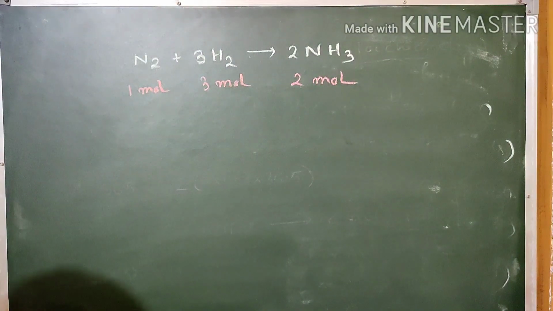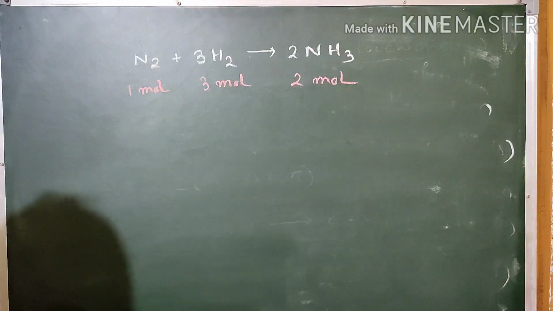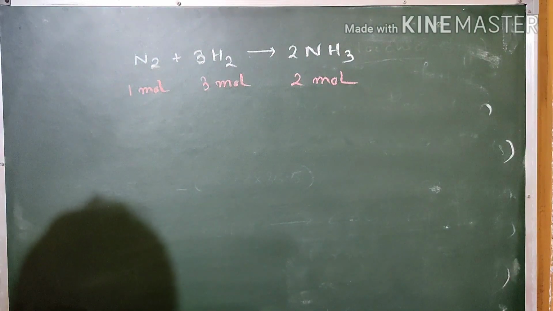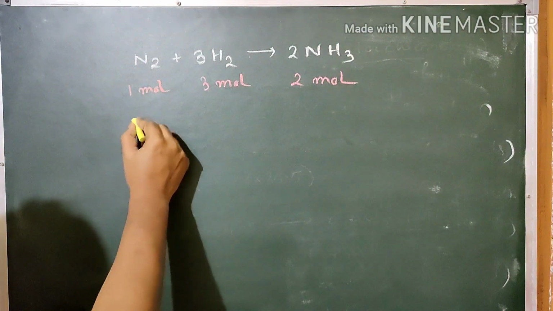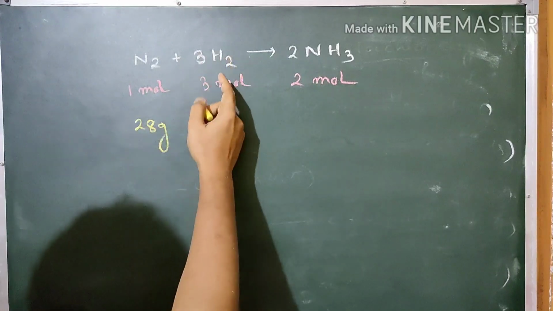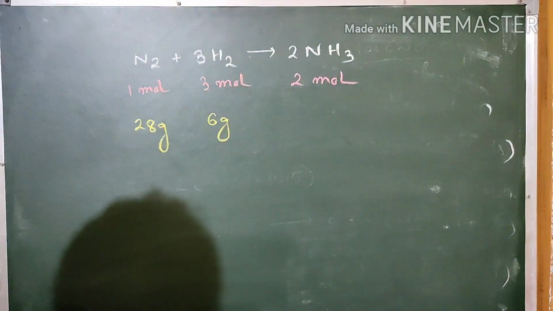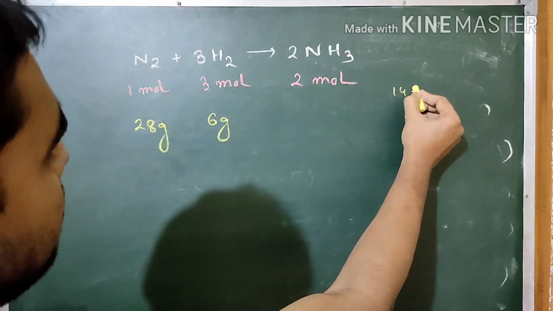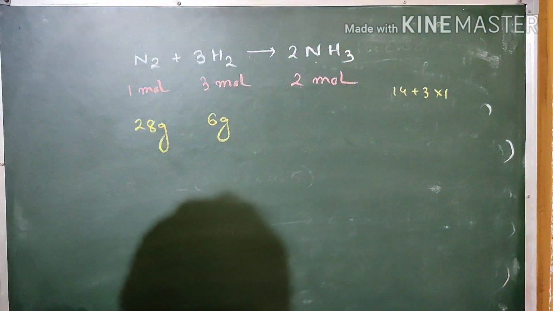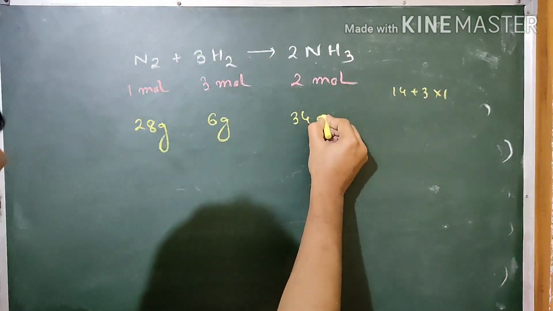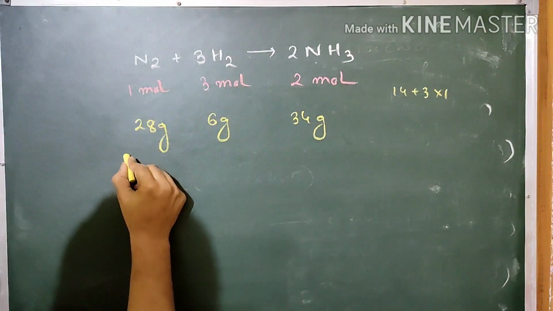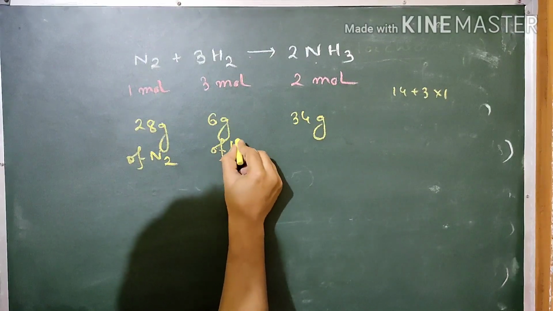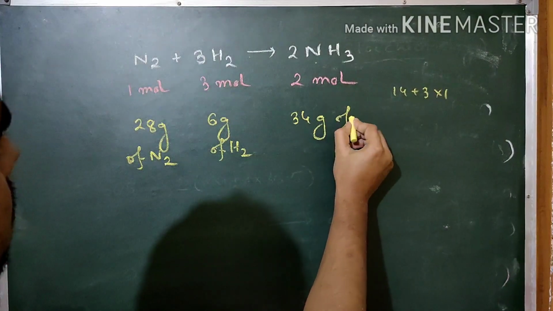Further to say, we should be able to write that 1 mole of nitrogen, that means, as you know, nitrogen is 14. So 14 into 2, this is 28 gram of nitrogen, reacts with 6 gram of hydrogen and gives rise to ammonia. 14 plus 3 into 1, so it is 17. So 2 into 17, that is 34 gram of ammonia. So 28 gram of nitrogen, 6 gram of hydrogen, 34 gram of ammonia.